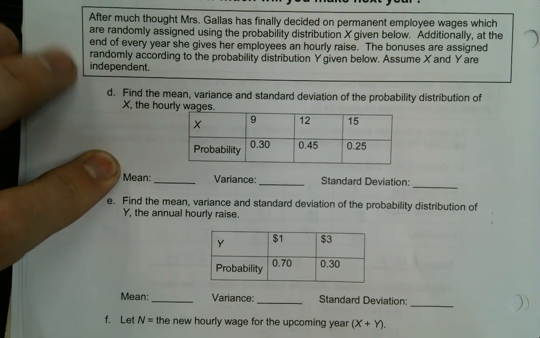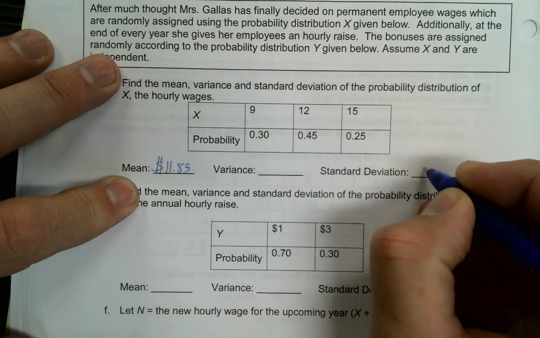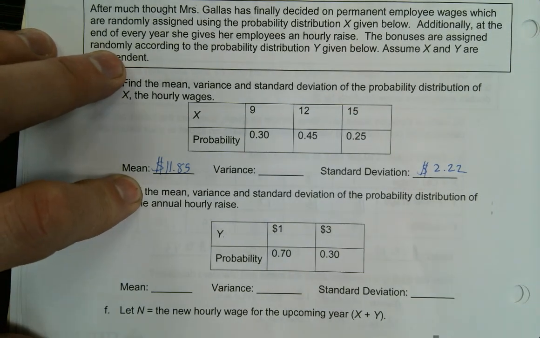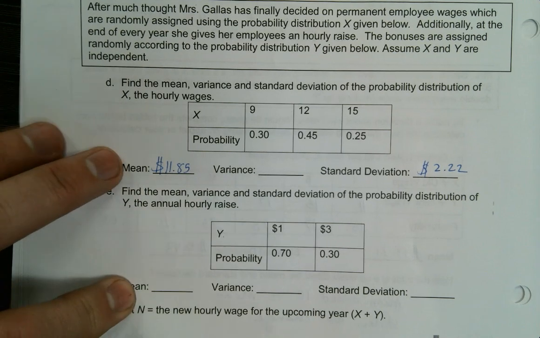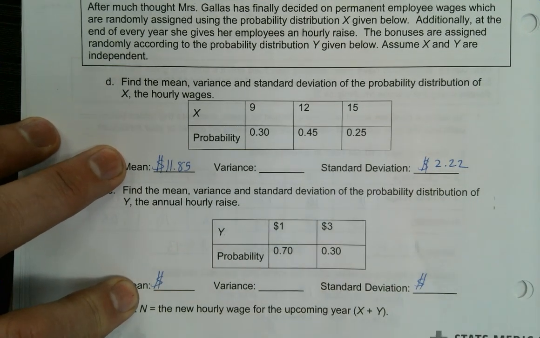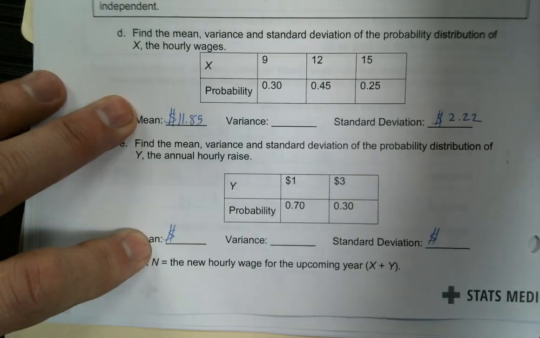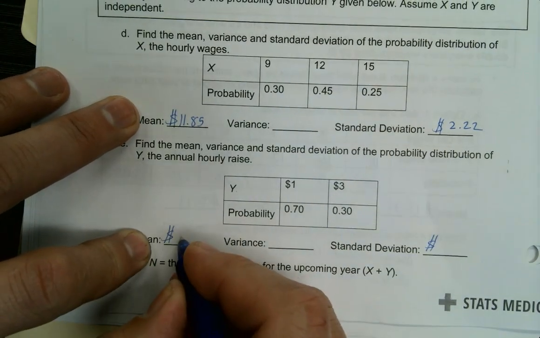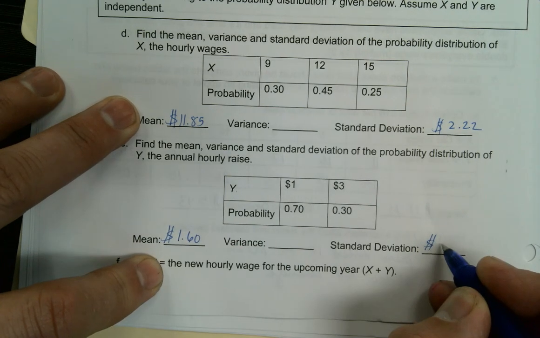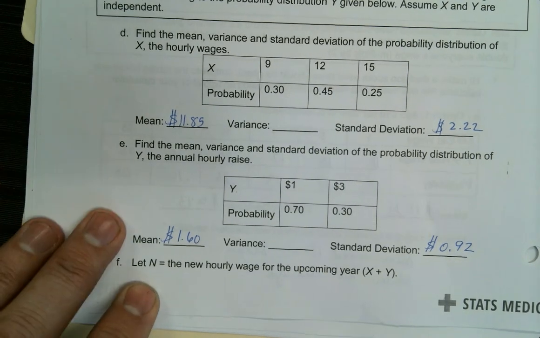The mean is 11.85. The variance, and standard deviation is 2.2. I think it's 2.22, isn't it? Yeah, if you round up. Okay. So variance should be 4.93. The mean is 1.6 and deviation is 0.92 if we rounded to dollar amount. Okay. All right, copy those down.